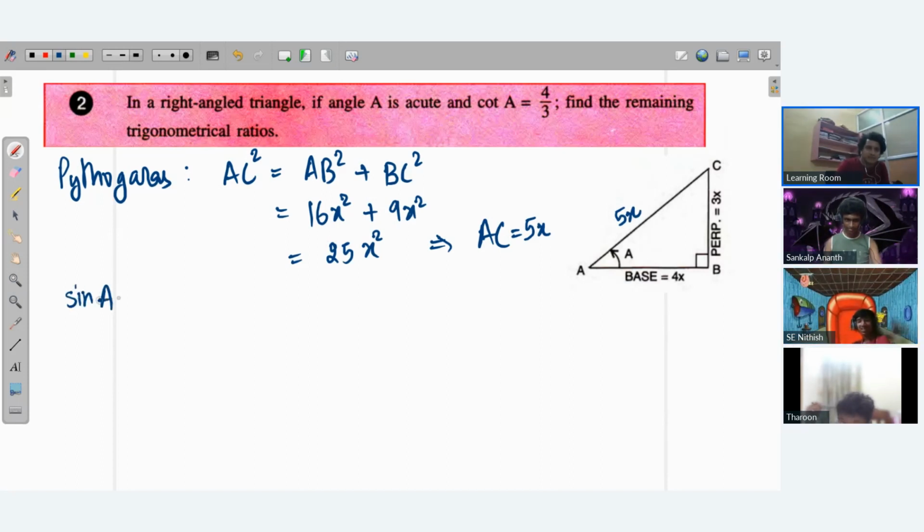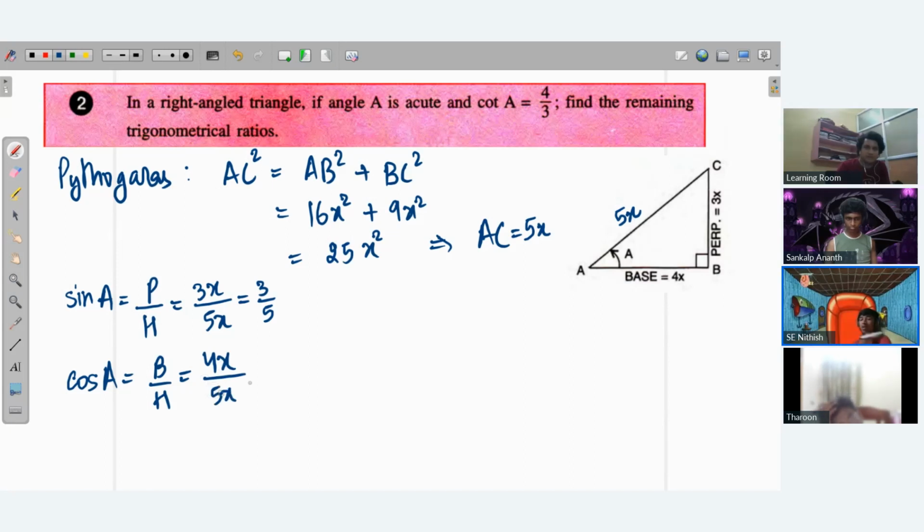So sine A, as a reference angle, is P over H, right? Yes, sir. For A, the perpendicular is 3x. Hypotenuse is 5x, so 3/5, right? Similarly, cos A will be base over hypotenuse. So base is 4x, so 4/5. Yes. And then tan is perpendicular by base, so 3x by 4x, so 3/4.